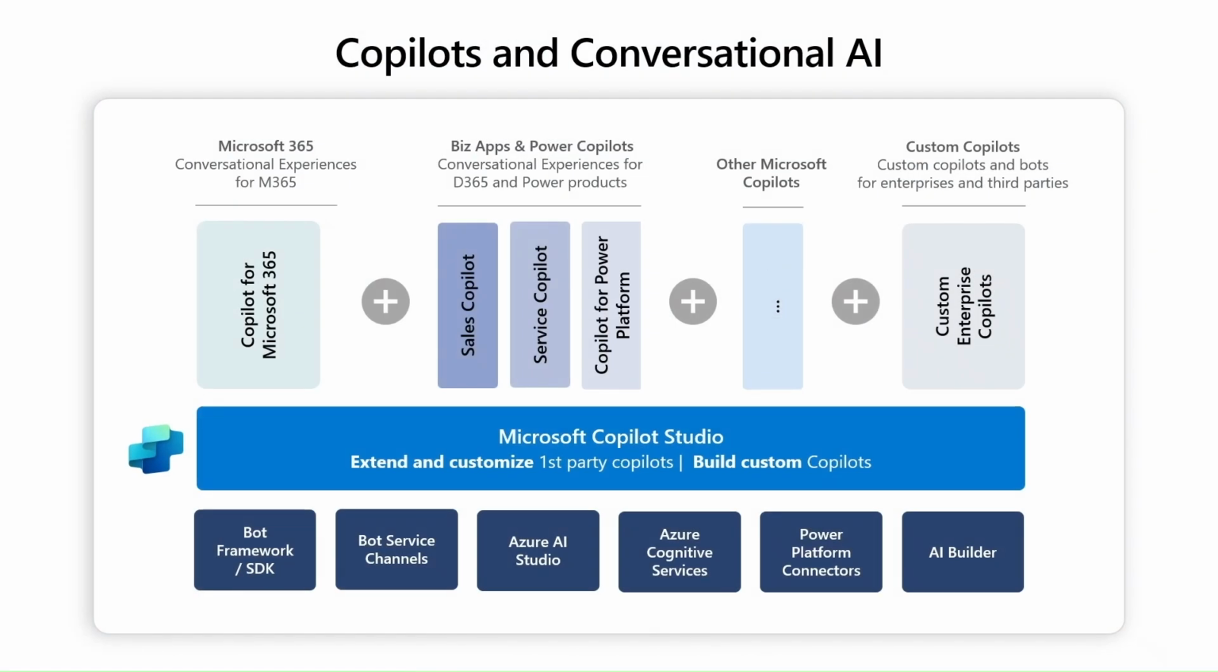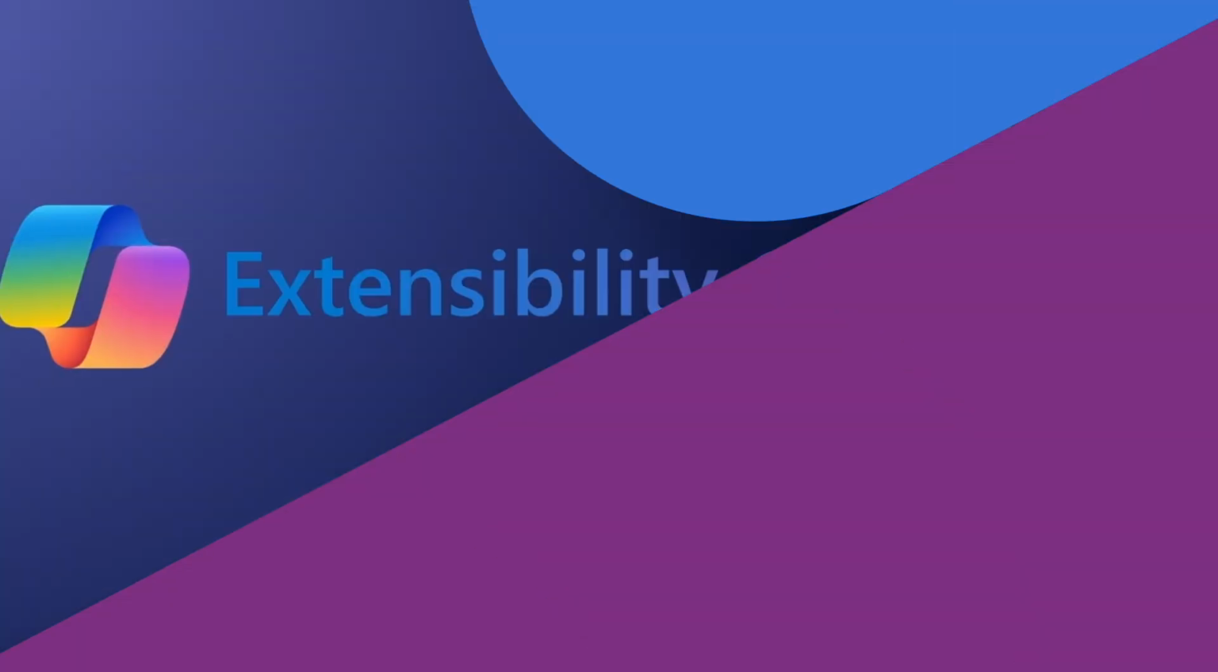As shared on the last slide, Copilot Studio is a tool to extend the first-party Copilots. In addition, you have access to Bot Framework, Bot Services Channel, Azure AI Studio. So this is pretty cool. If you're already working on your custom models or AI endpoints, you can expose that to Copilot Studio. You have access to cognitive services, AI Builder, and also Power Platform connectors. Power Platform connectors are really important here because we will be using them to enhance our Copilot in sales.